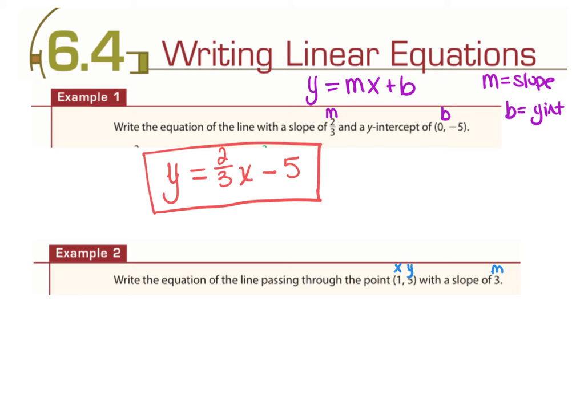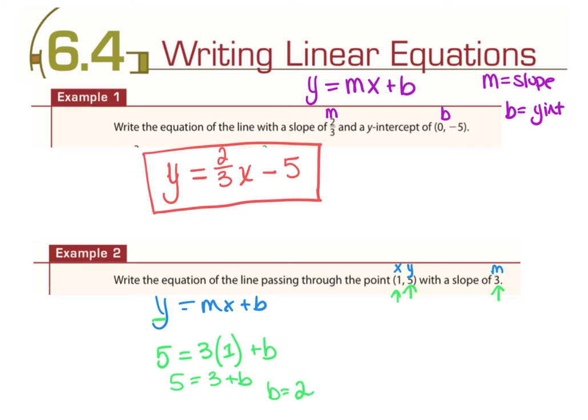I need an m and a b to be able to write my equation. I have 3 out of 4 variables, so all I'm going to do is plug in the 3 that I know and solve for the one that I don't know. So my equation is y equals mx plus b. I'm going to plug in my y, which here is 5. I'm going to plug in my m, which here is 3. I'm going to plug in my x, which is 1, plus b. Then I'm just going to solve. So I have 5 equals 3 plus b. I'm going to subtract my 3 over. B equals what? 2.